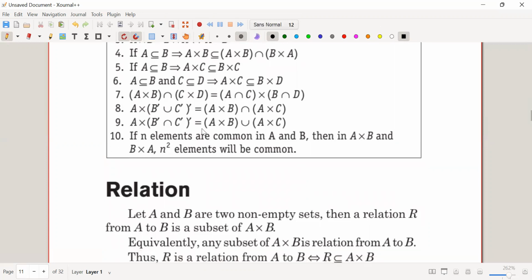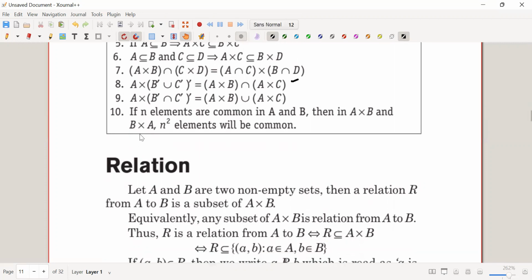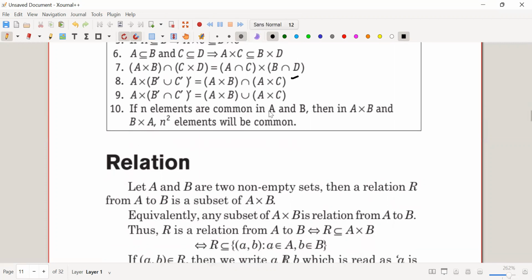All these are specific results. If we are not strong with these results, we have to work those sums separately and get the result slowly and steadily, taking more time to complete them. If n elements are common in A and B, then the number of elements common in A cross B and B cross A is n square.